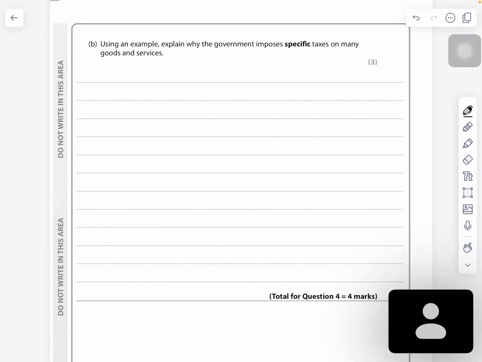Perfect. Just two things I'd like to say. Since you're talking about cigarettes and tax on that, you can talk about sin tax. Sin tax is basically a tax that is specifically imposed on the consumption of harmful goods. So it's like an economic jargon that you can use.